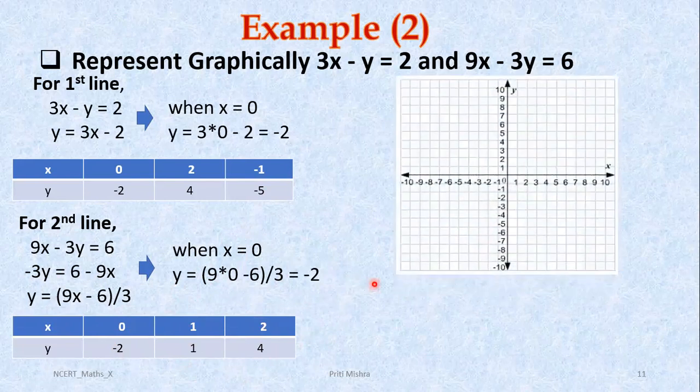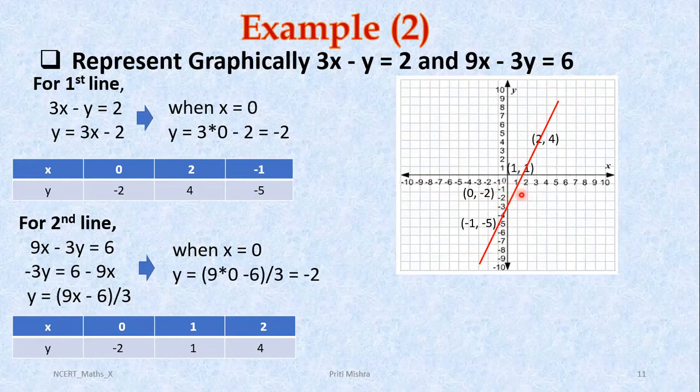So first line we will plot first. So plot the points 0, minus 2, then 2, 4, then minus 1, minus 5. Now after joining these 3 points, we are having this red line here passing through these 3 points.